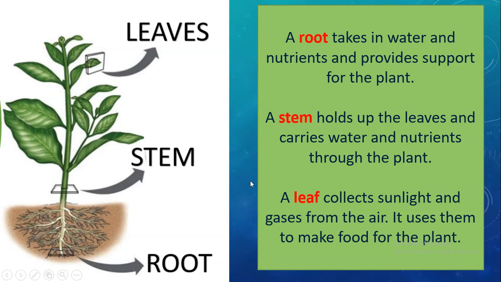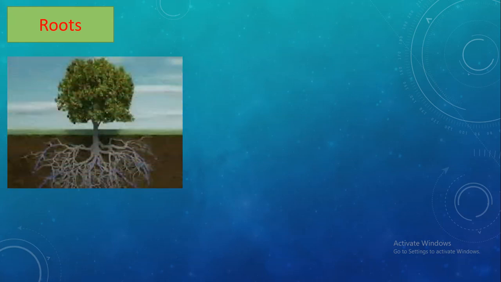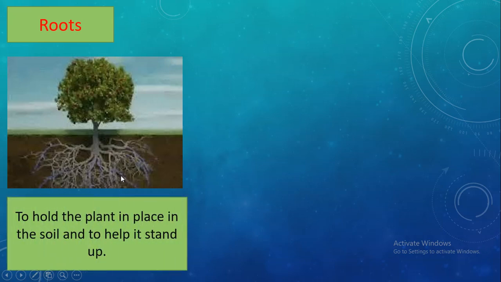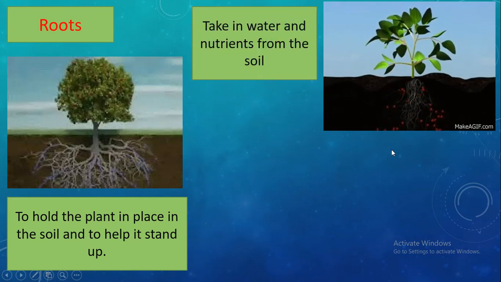Now, I'm gonna talk about each part in detail, okay? We're gonna start with the roots. Usually you don't see the roots of the plant because they grow under the ground. Now, what are the functions of the root? Functions mean job. What is the job of roots? The first job, as you can notice in this picture, is to hold the plant in place, to fix it into the soil. The second function is that it absorbs water and nutrients from the soil. Absorbs means takes in.